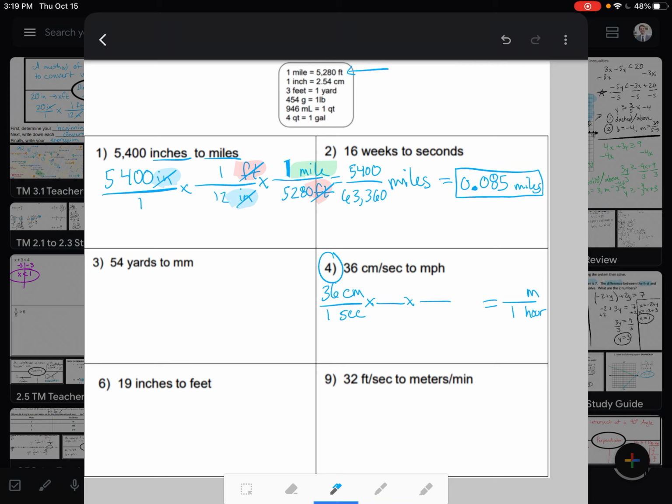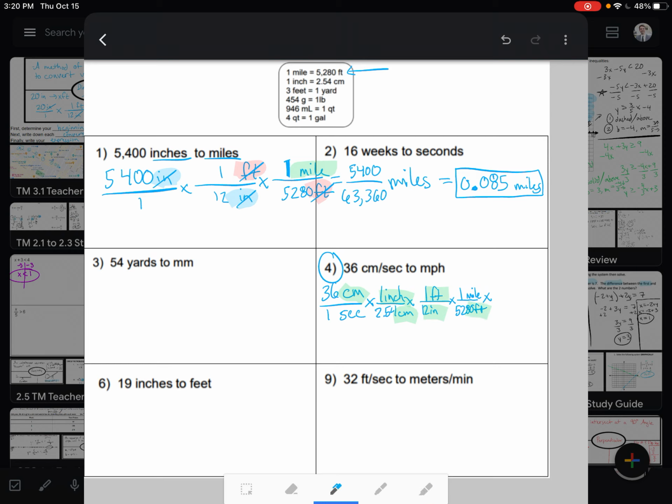So first, let's start off with some useful information we have about centimeters. We have 2.54 centimeters equals 1 inch. We know that 12 inches equals 1 foot. And we know that there are 5,280 feet in 1 mile. So we successfully got to miles. And again, let's highlight what we have here. Centimeters cross out, inches cross out, feet cross out. So we're left with miles.